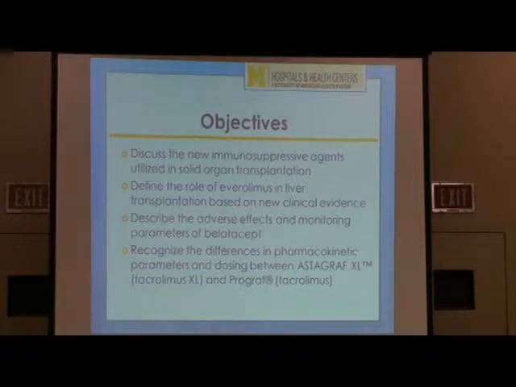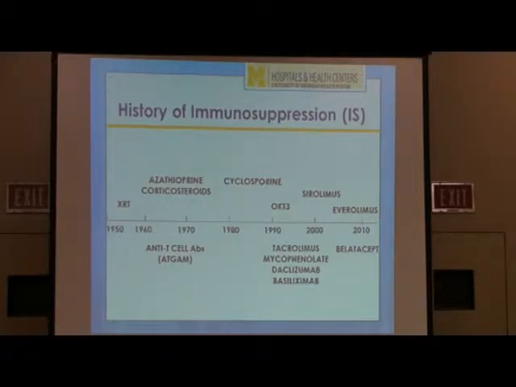belatacept, and then finally recognize the differences in pharmacokinetic parameters and dosing of Astagraf XL and parenteral. So moving along, before we get into the new agents, I just wanted to provide a brief review of the history of immunosuppression. Before the 1980s, the only medications we had used for maintenance immunosuppression were azathioprine and corticosteroids. So they were really the backbone of immunosuppression therapy.